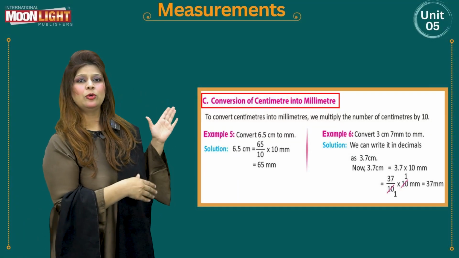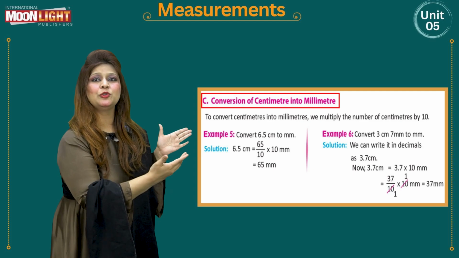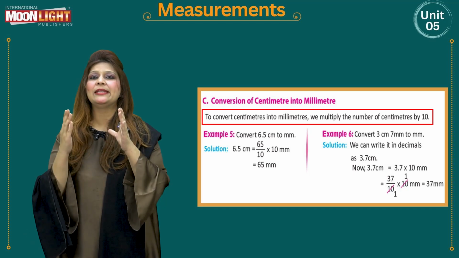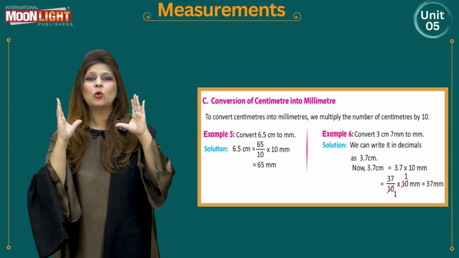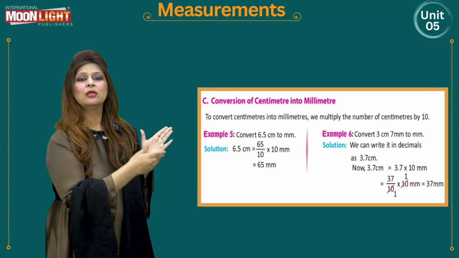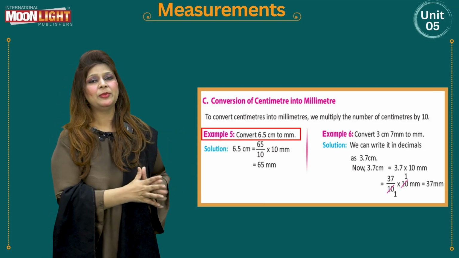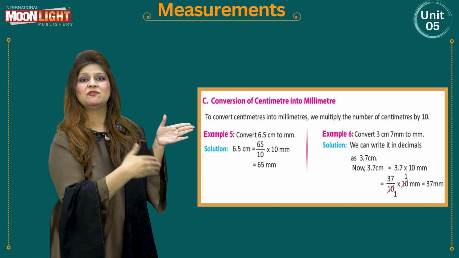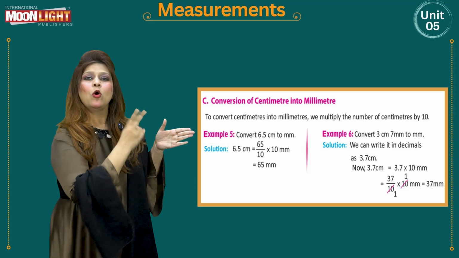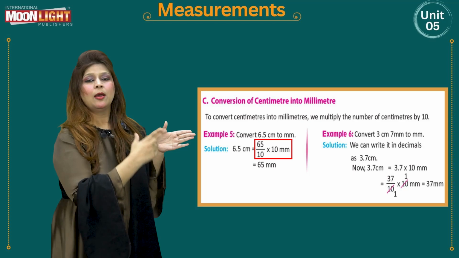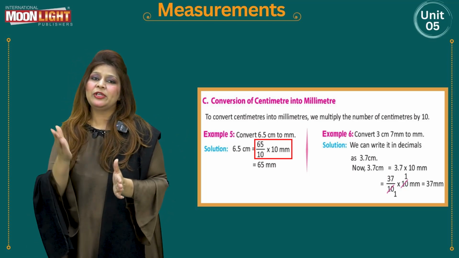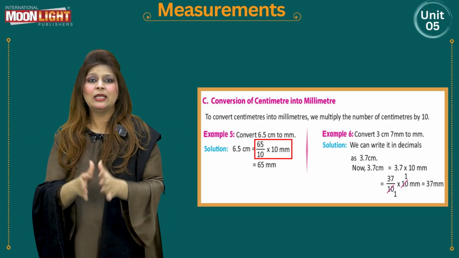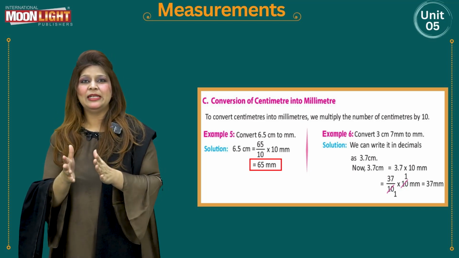Now I'm going to do the conversion of centimeters into millimeters. To convert centimeter into millimeter, we multiply the number of centimeters by 10. Here we have one example on this: convert 6.5 centimeter to millimeter. We are going to convert this into a fraction as well as multiply it by 10. So 65 by 10 multiplied by 10 millimeter will give you 10 ones are 10, 10 ones are 10. 65 is going to multiply by 1, and my answer will be 65 millimeter.